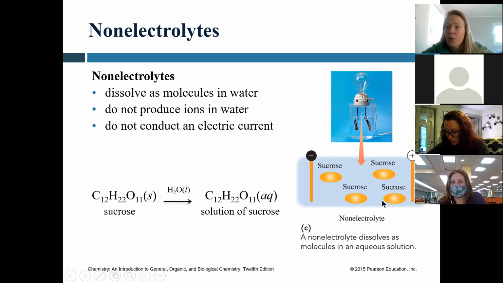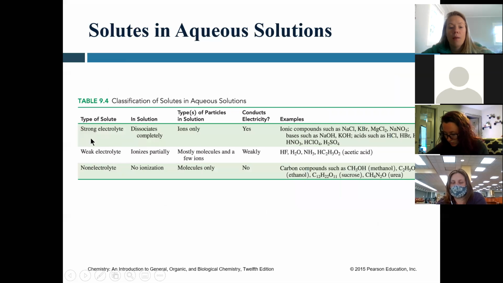So there's no charged particle here. When sugar gets dissolved into solution, we don't find positive and negative ions. We won't be able to run a current through this. So they don't conduct electricity. So know the difference between these.